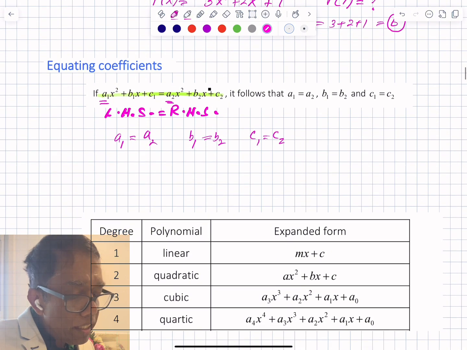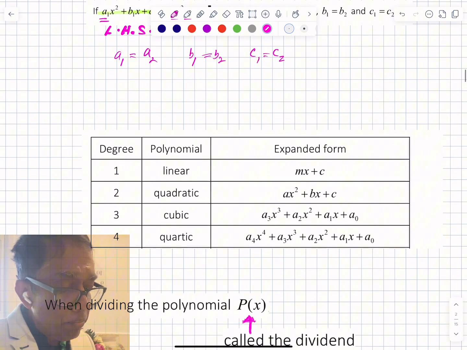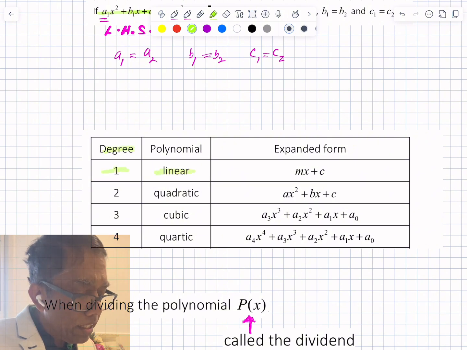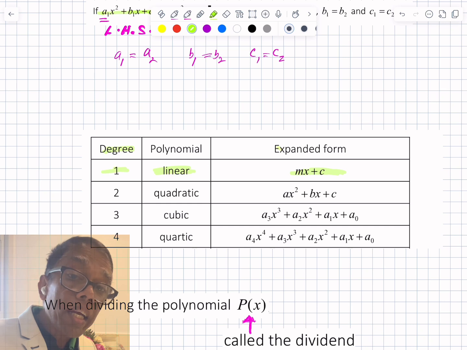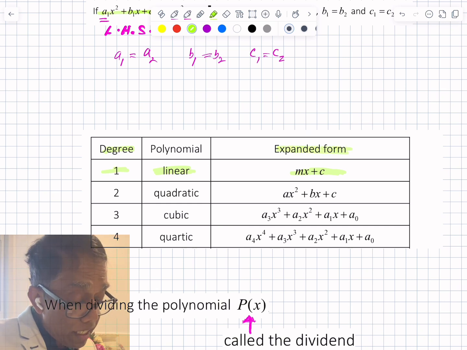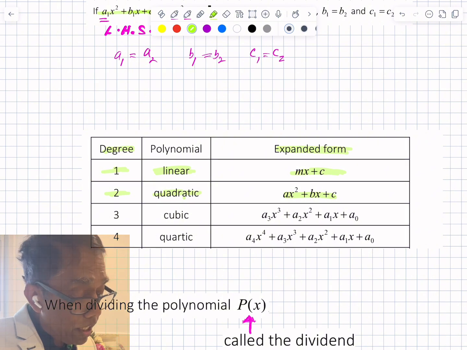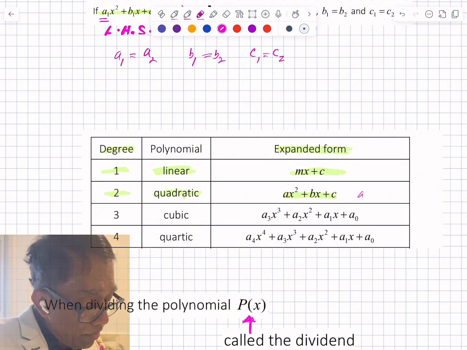Okay. Let's go to the types of polynomials. Here, if the degree is 1, it is called linear. Normally we write mx plus c. This is the expanded form of the polynomial. If the degree is 2, it's a quadratic, ax squared plus bx plus c, where a is not equal to 0. We have to state that.